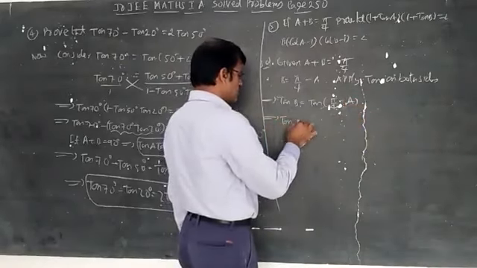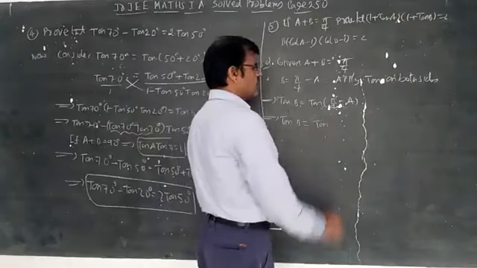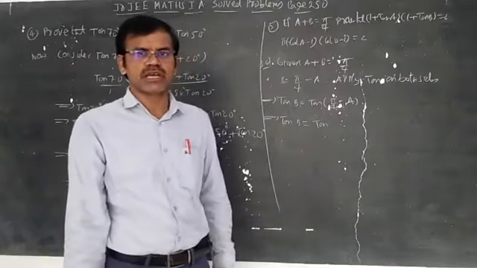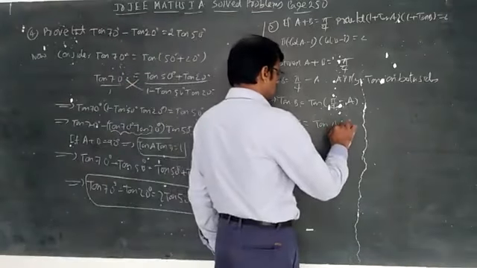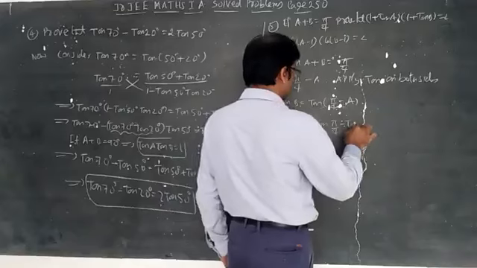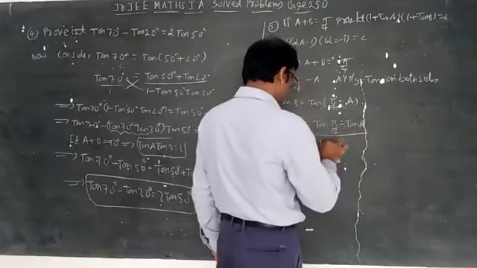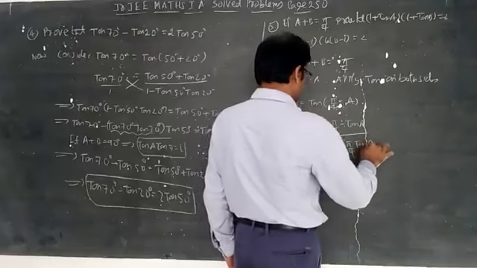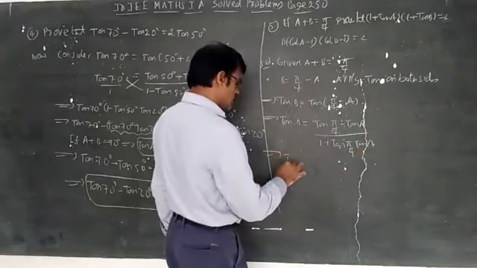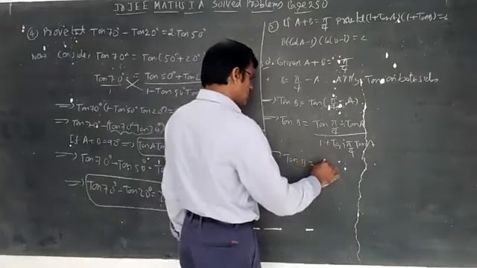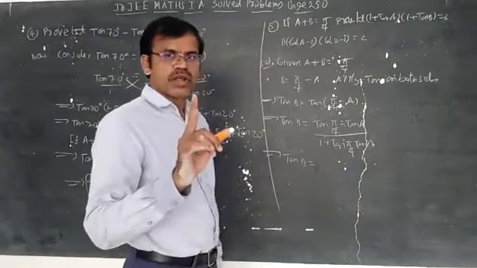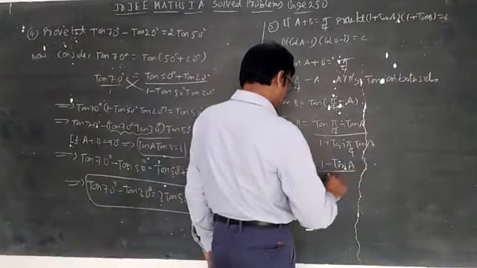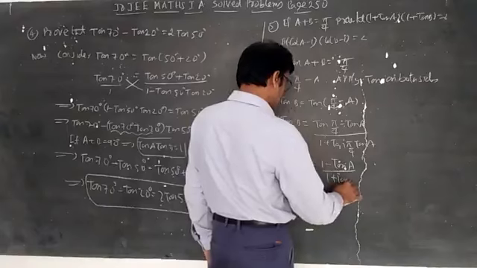So tan B is equal to, apply the formula tan of A minus B, that is tan A minus tan B by 1 plus tan A tan B. Here, tan pi by 4 minus tan A by 1 plus tan pi by 4 into tan A. That implies tan B is equal to, tan 45 being 1, 1 minus tan A by 1 plus tan A.